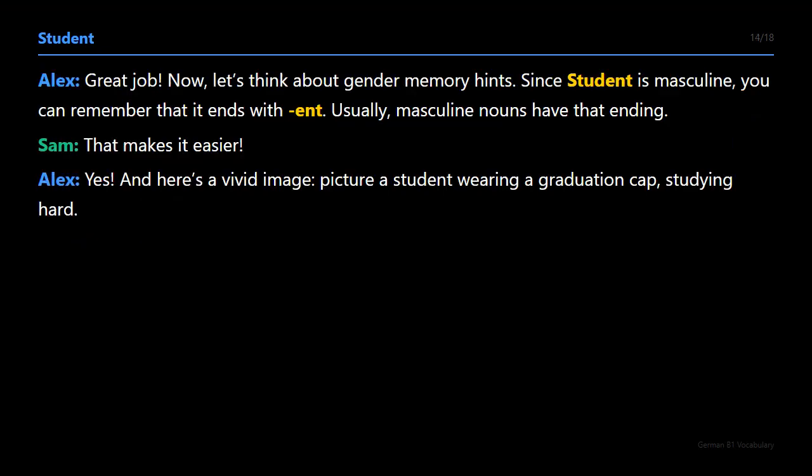Great job. Now, let's think about gender memory hints. Since Student is masculine, you can remember that it ends with NT. Usually, masculine nouns have that ending. That makes it easier. Yes. And here's a vivid image. Picture a student wearing a graduation cap, studying hard.